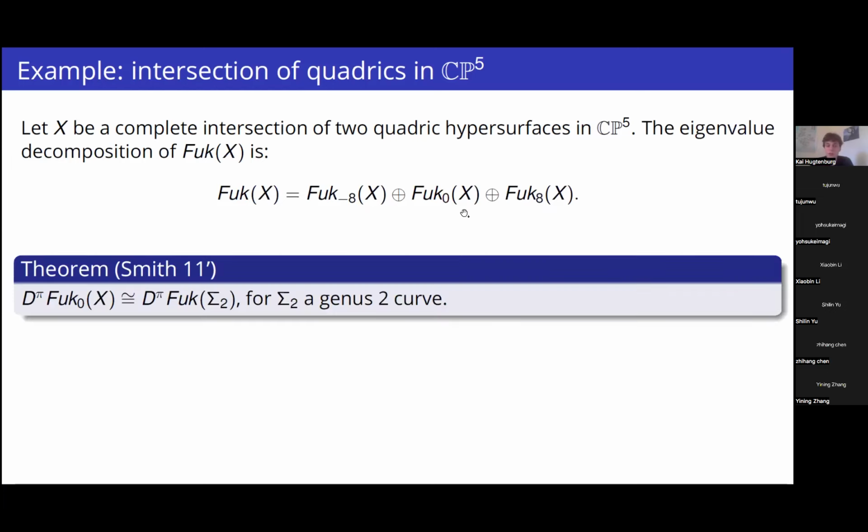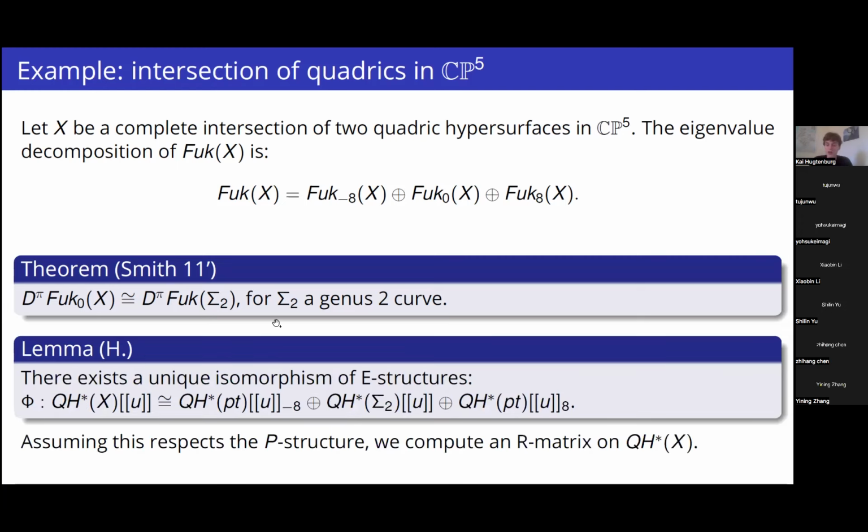And Ivan Smith proves in 2011, not quite on the nose, that the derived category of the idempotent completion of the Fukaya category sub-0, so this summand, is quasi-equivalent to the idempotent completion of the Fukaya category of the genus 2 curve. So in this case, we have some hope of obtaining an R matrix.